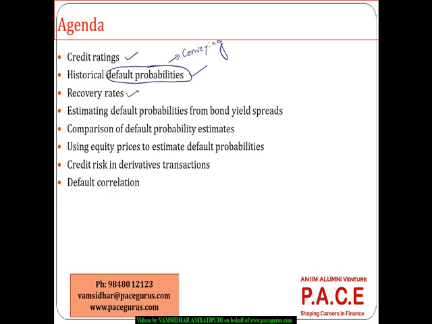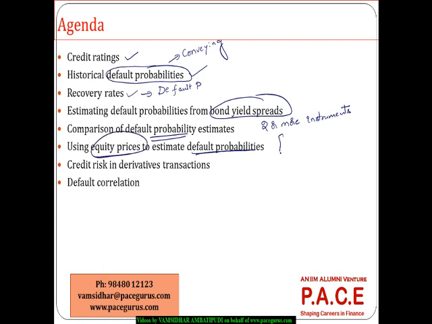Then we'll talk about the recovery rates and how the recovery rates are linked to default probabilities. The ways of estimating the default probability from the bond yield spread. How do I compare the different default probability estimates of two or more bonds or two or more instruments? How do I compute and compare the default probability estimates? Then, what is the way I can estimate the default probabilities using the equity prices?